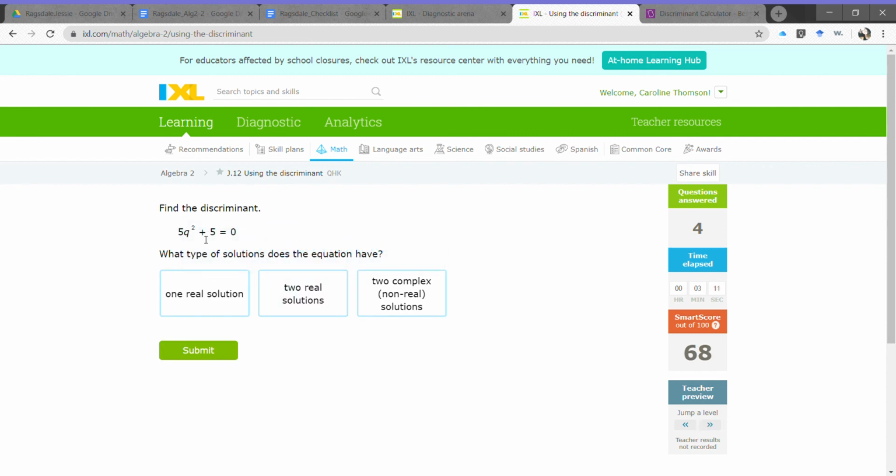Now here, we don't have a b, and we know it's a b that we don't have because we don't have a number attached to that other q. So there's 5q squared, 5q, and then 5, but we don't have that 5q. So we just have 5q squared plus 5.